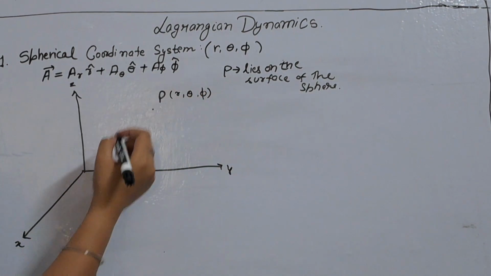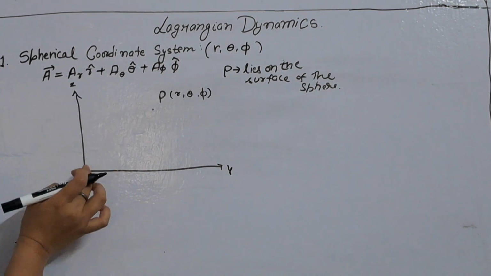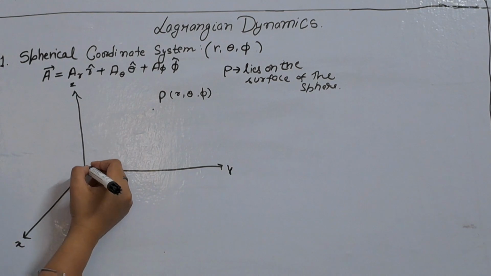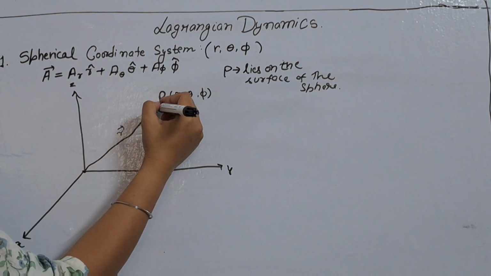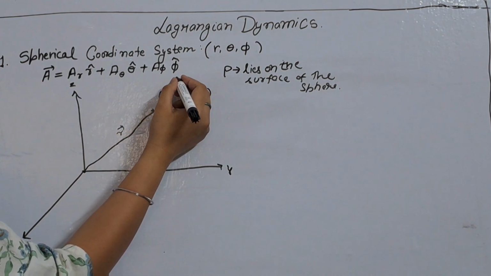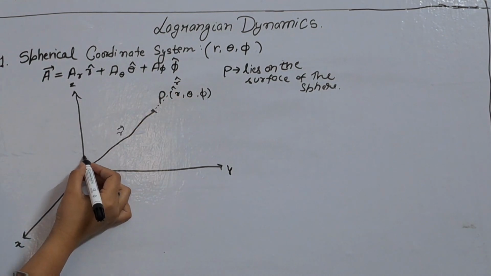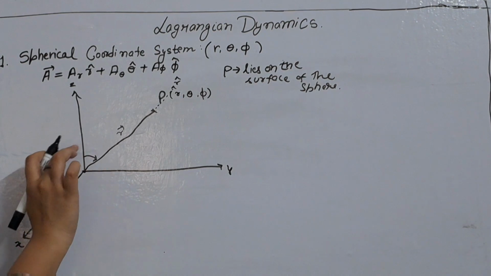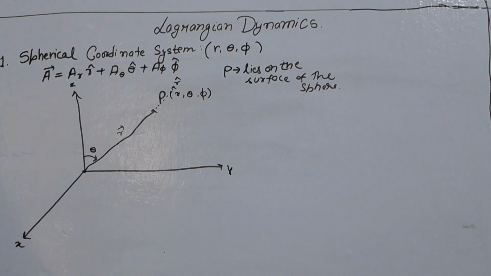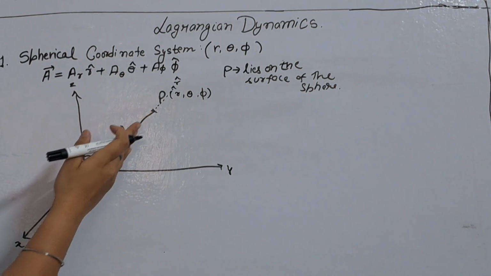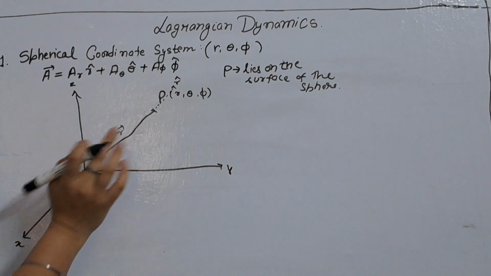First let us understand what r, theta, and phi are. We already know r is the distance of this point P from the origin. This is the r vector, and this is the unit vector r cap. Now theta is this angle, moving clockwise. So theta is the angle made by this position vector from the z axis.